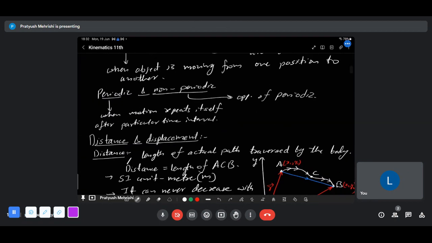Periodic and non-periodic motion. What is periodic motion? Periodic motion is when the motion repeats itself after a particular time interval. And non-periodic is when it is not happening after a particular interval of time. Like, the rainy season is there. Earth is rotating around the sun. Earth is performing revolutions around the sun.